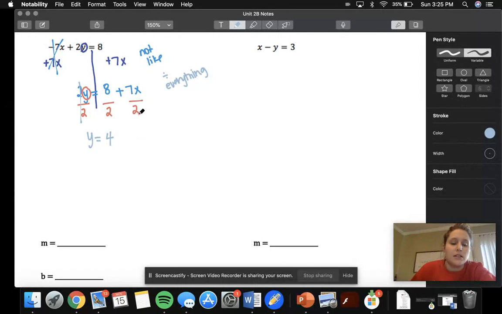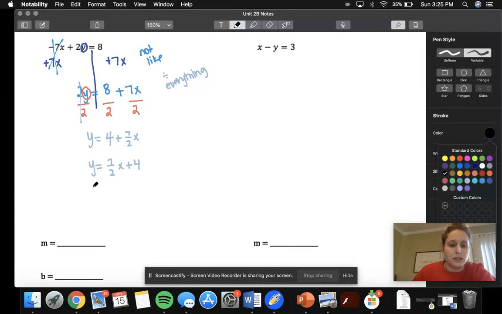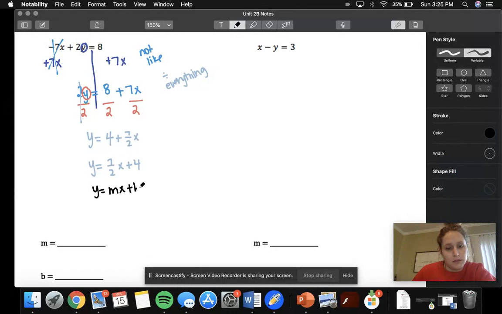7x divided by 2 is 7 divided by 2. And it's an addition problem, so we just wrote it as an addition problem. I usually like to put my slope first. You don't have to, if you are comfortable with seeing that the slope is the 7 over 2 value. So this is 7 over 2, and this is 4. My slope is a 7 to 2 ratio, and our b value is 4.